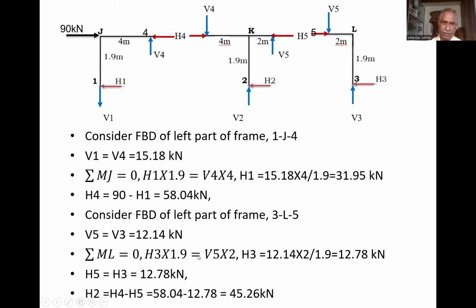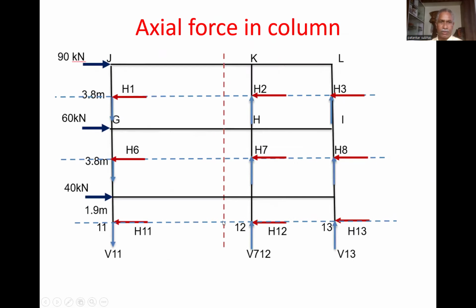So V11, 12 and 13. In this way we have considered the three sections, one section, two sections and three sections, and we get the axial forces, that is V1, V2, V3, like that 6, 7, 8 and 11, 12 and 13. Similarly, once we find out the axial force, we can easily find out the moment and the shear force in the beam.